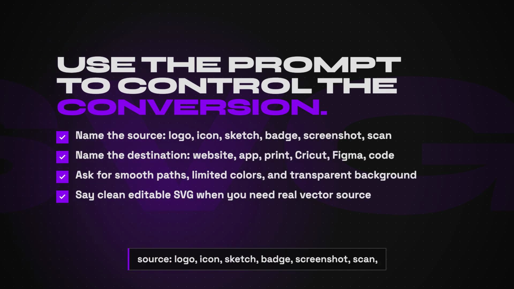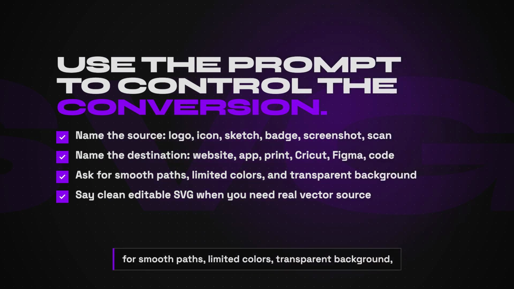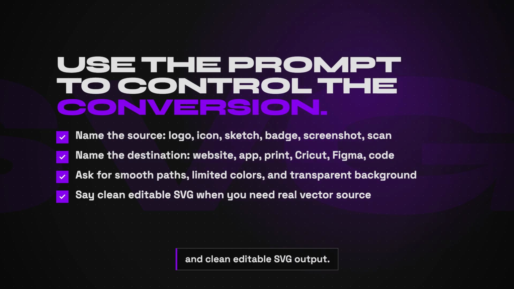Name the source: logo, icon, sketch, badge, screenshot, scan, or photo. Name the destination: website, app, print, Cricut, Figma, or code. Then ask for smooth paths, limited colors, transparent background, and clean editable SVG output.